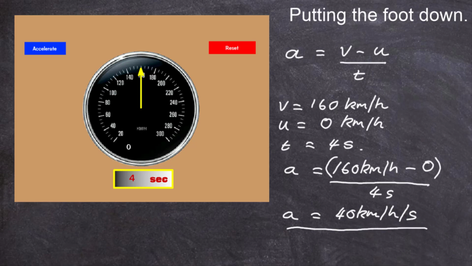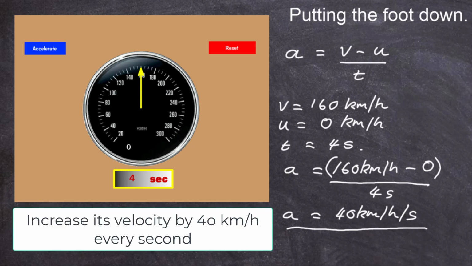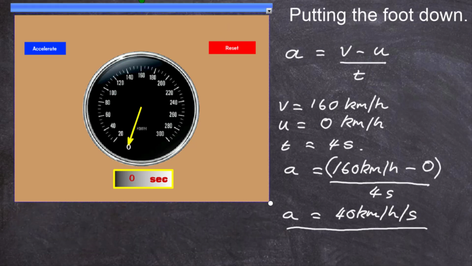Now let's try and understand what that means. According to our calculations, that means that car is going to increase its velocity by 40 kilometers per hour every second. So every second on the clock, the velocity is going to increase by 40 kilometers per hour. Let's try it out and see if we can catch that on the dial.